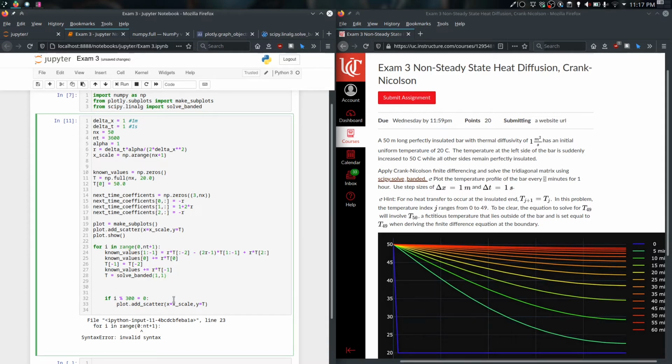I'll fix that up as well. Alright, so these are the banded parts. We've got our lower and upper bounds, that's pretty easy. And we need to get our two matrices. This one I'm not as clear on, so I'll use the next time coefficients, and then the right-hand side of the known values.